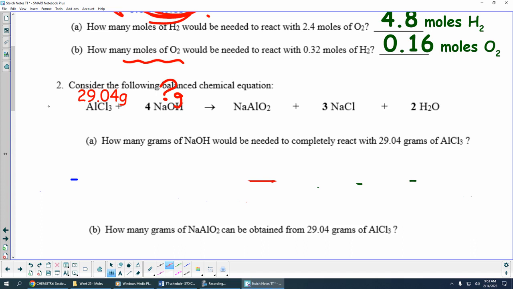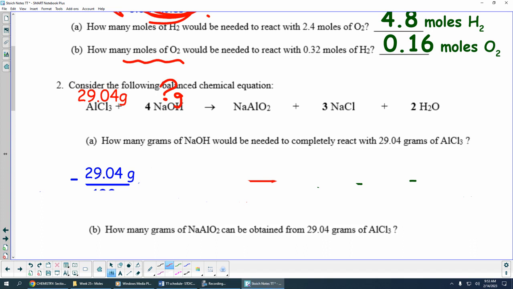If you can figure out how to put them up in there, it will be so much easier. Okay? So, first step, take any grams you have and put it into moles. So I know that I have 29.04 grams. I'm going to put it over a formula weight always. Now the hard part is figuring out what formula weight. I have 29.04 grams of what? AlCl3, correct? So get your calculator. Let's do it together.